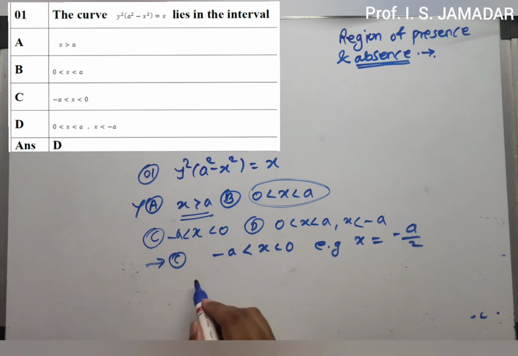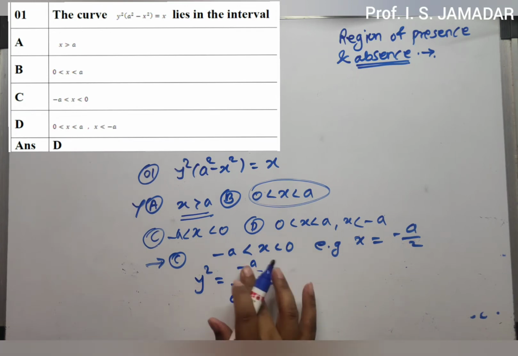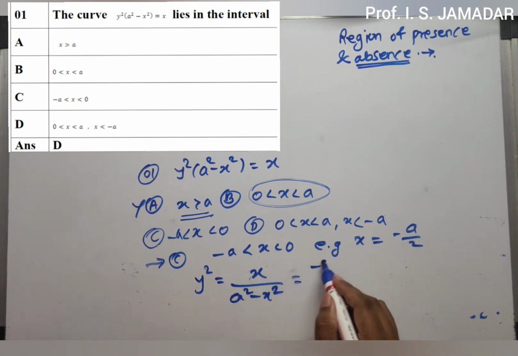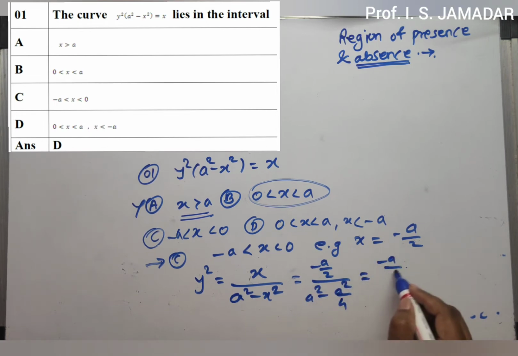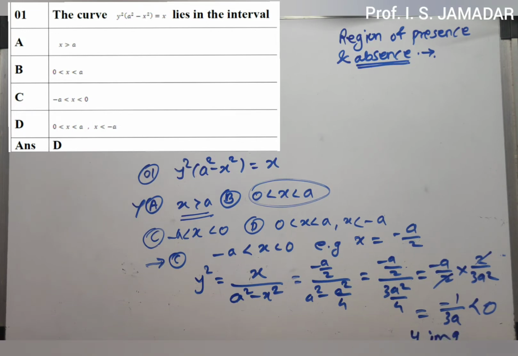So with x as minus a upon 2, y square will be equal to x upon a square minus x square, that is minus a upon 2 divided by a square minus a square upon 4. So it is minus a upon 2, this is 3a square upon 4, that is minus a upon 2 into 4 upon 3a square. 2 cancels, a also cancels, what remains? Minus 1 upon 3a. So you can see y square is negative, it means y is imaginary, y does not exist. With this answer, option C is wrong.